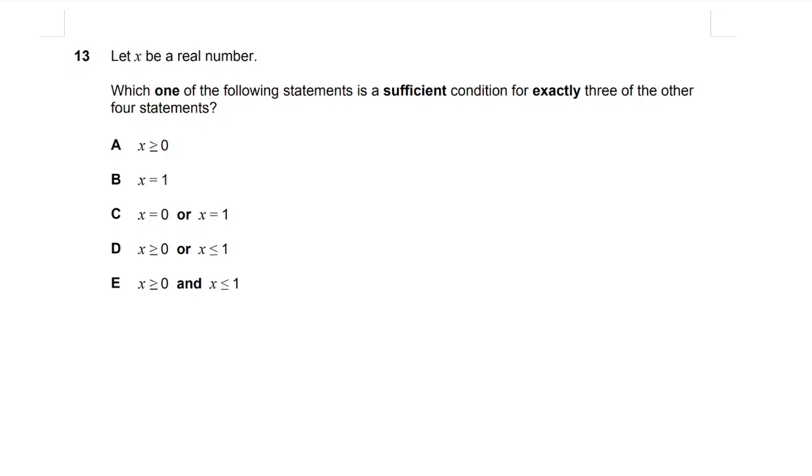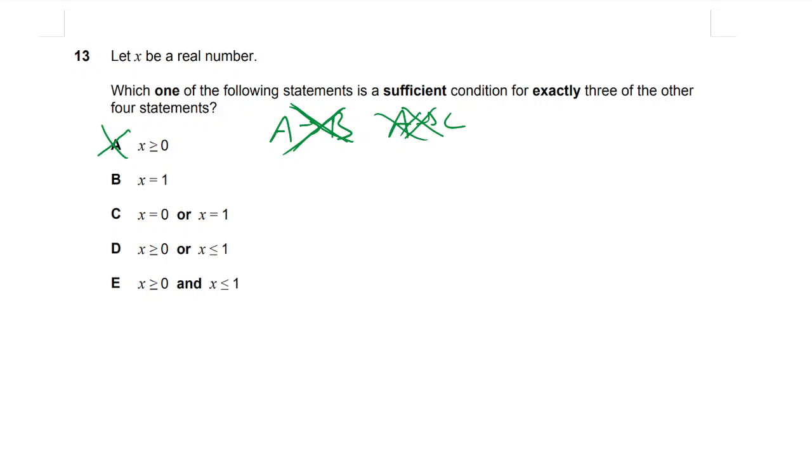So, let's say A was the sufficient condition. Does A imply B? No. Does A imply C? Not as well, right? There's no guarantee that if x is greater or equal to 0, it means that x equals 1, or x equals 0. So A is the wrong answer, because I need exactly 3. If I put 2 crosses already, then the maximum is 2 of the other 4 statements only. So I know that A is the wrong option already.